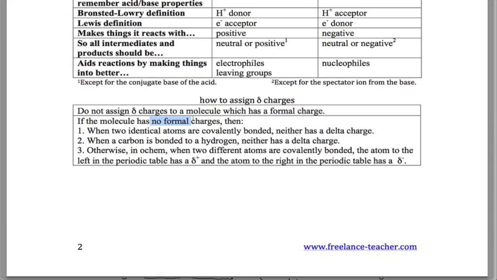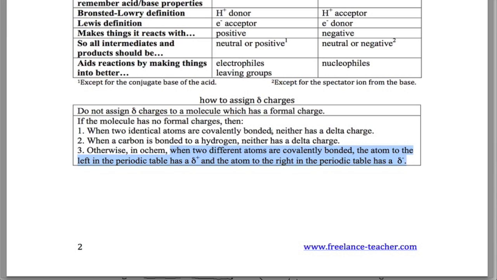But if there's no formal charges, well, if there's two identical atoms, we've said there's no delta charge, right? And if a carbon's bonded to a hydrogen, there's no delta charge. And otherwise, there's pretty much always a delta charge. And in organic chemistry, you can just say the atom to the left is the delta positive and the atom to the right is delta negative. That doesn't always work in general chemistry, but for the examples in OChem, this rule will work. So this is in the handout as well, because I think this is fairly important. This is something that people often miss.